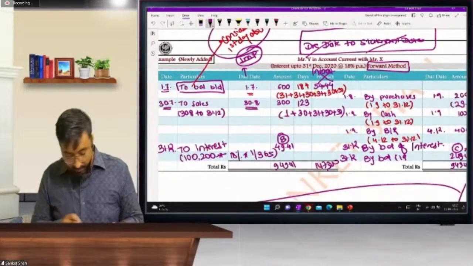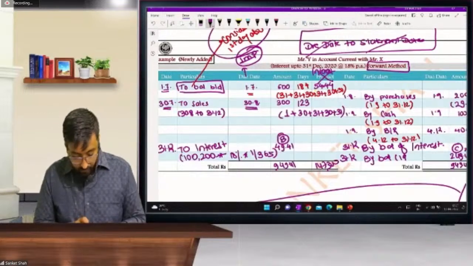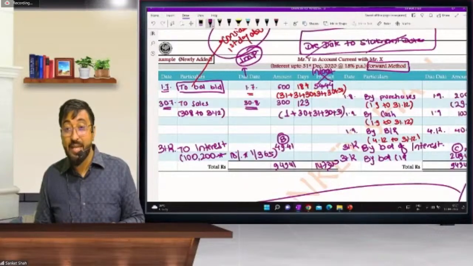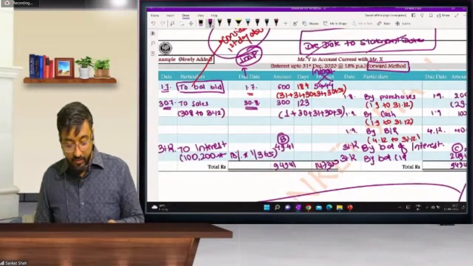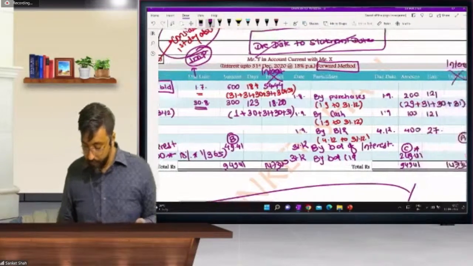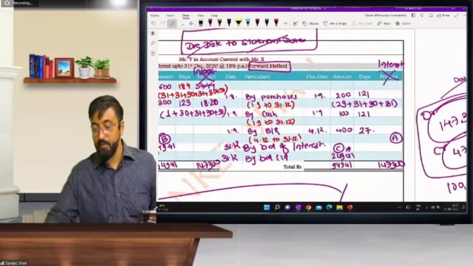Do it for others. 300 into 18% into 123 divided by 365. 18.197. So third digit is 7. So 18.19 plus 0.01, that is 18.20. Now do it for 1st September and others.